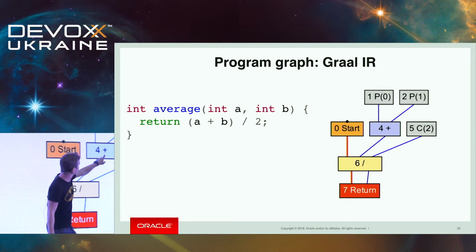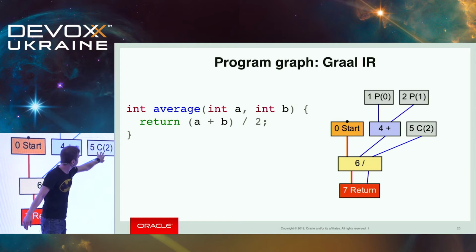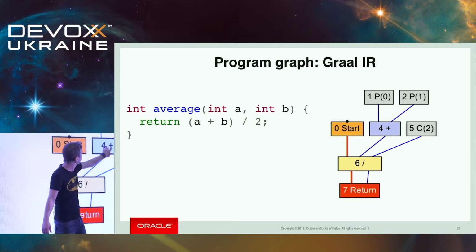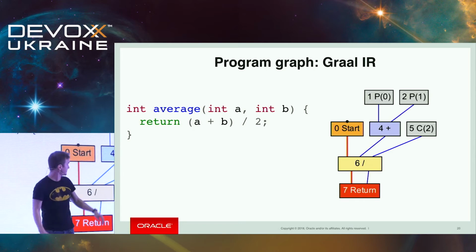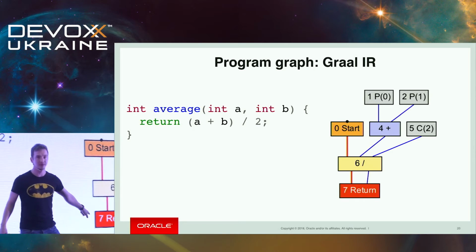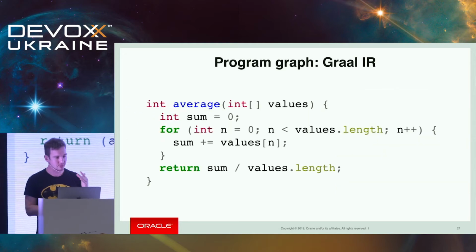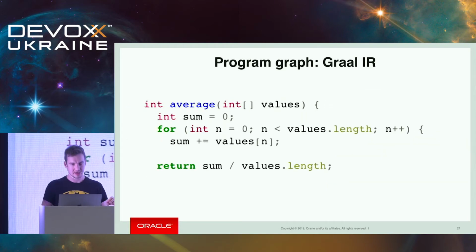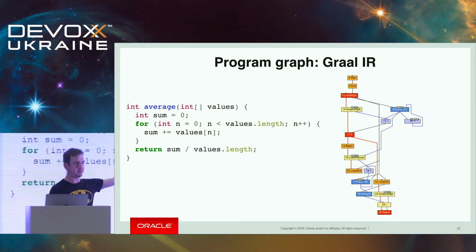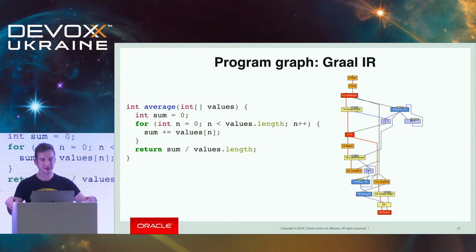Division takes the result of constant 2, and the plus operation takes 2 parameters that we pass as method references. And then we divide them, and then we return them. Simple. If we look at a little bit longer code, which was a for loop, then immediately it gets kind of messy. The same concept applies.